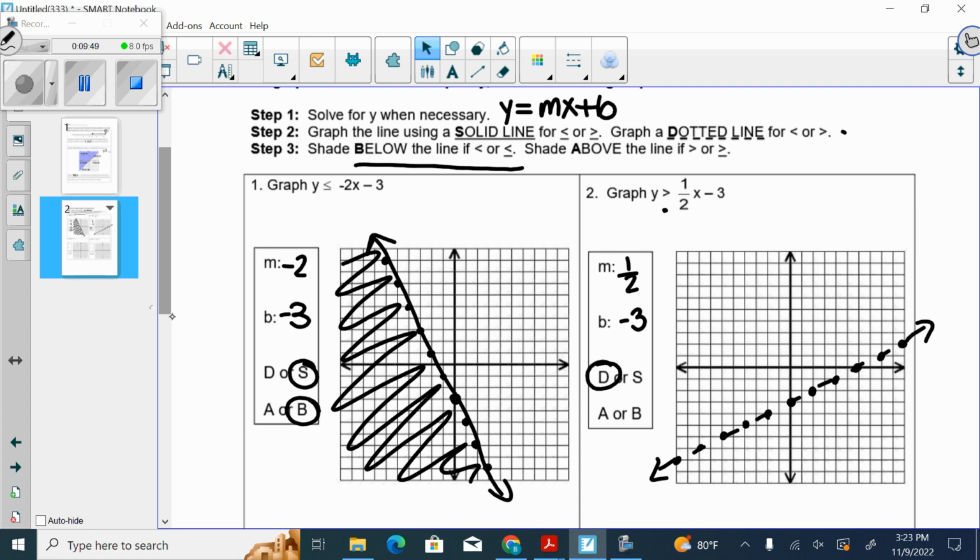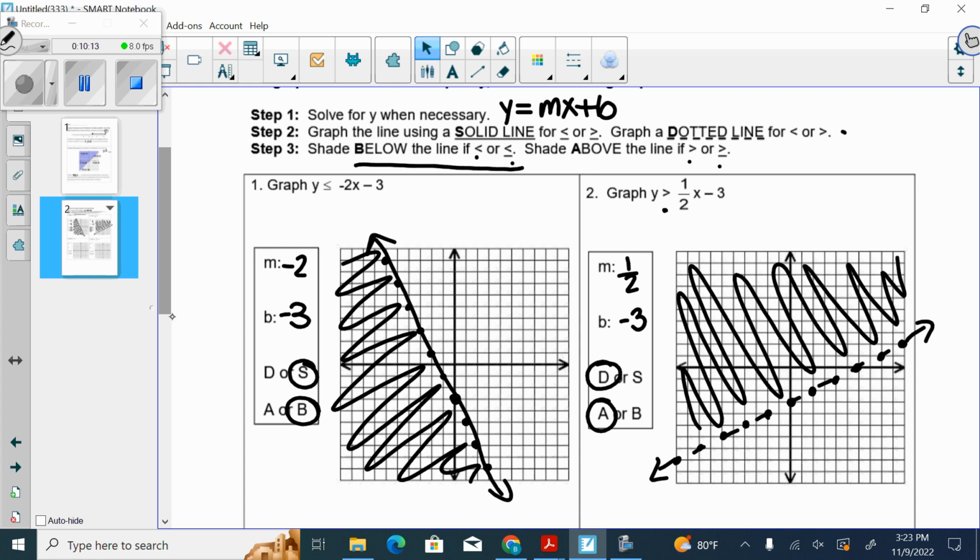Then the last thing that we have to check is where we should shade. So number 3 said below if it's facing this direction, above if it's facing this direction. So which way are we going to shade this time? Above. So I'm going to shade everything that is above this line. So that would be all of this. All right. Okay, let's do another one.